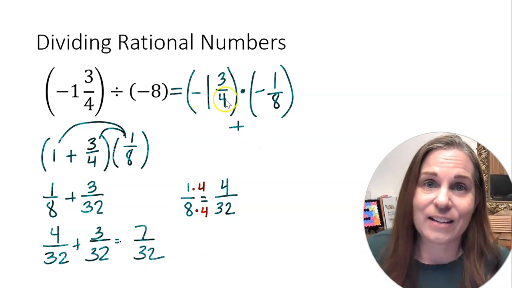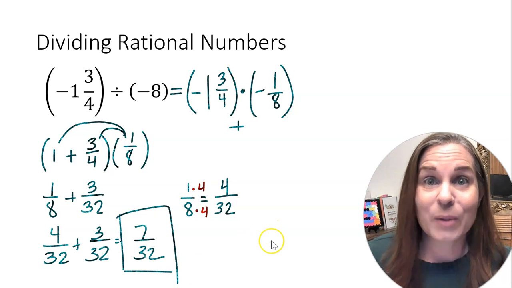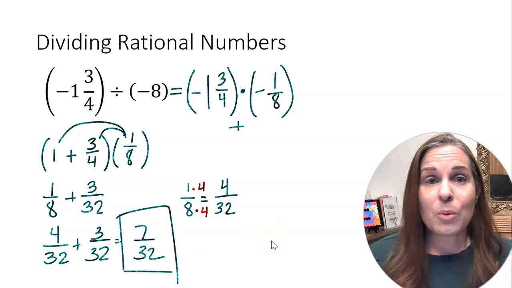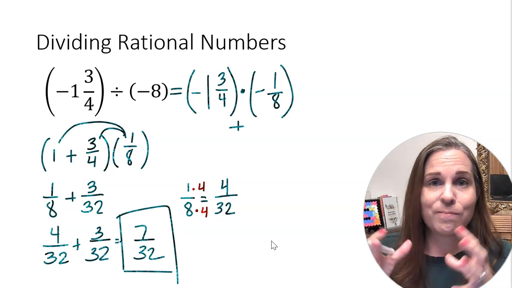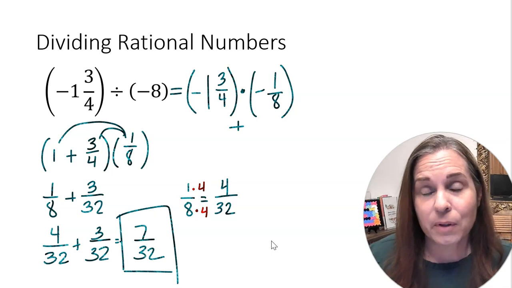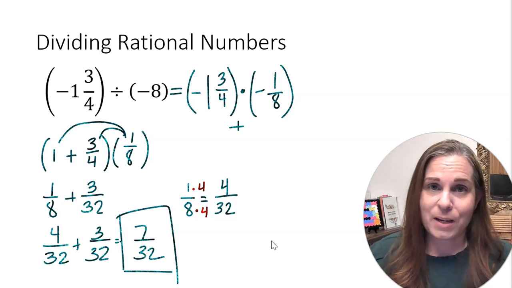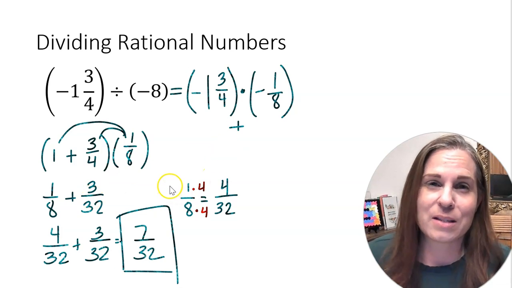And again, a negative times a negative is a positive, so my answer is positive. So I got the same thing. So whether you choose to just multiply and divide the numbers together, or you want to split the numbers up and then multiply and divide and add them back together, either way is fine. Whatever works best and whatever makes the most sense to you.